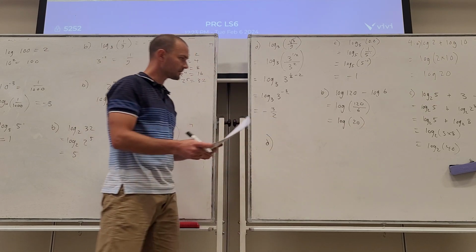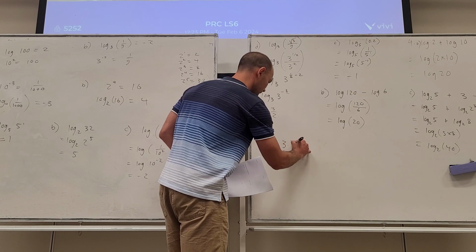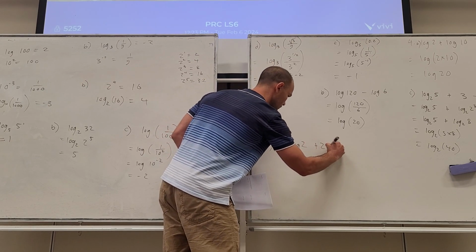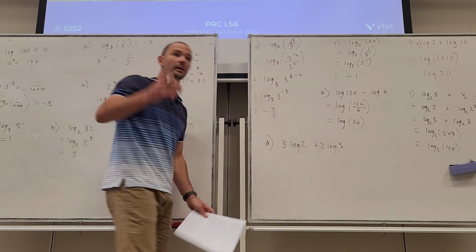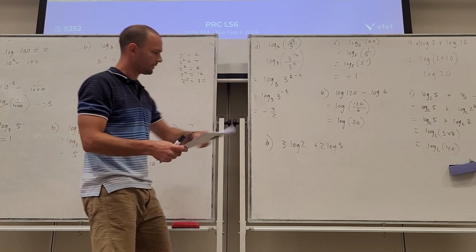I'm so very close to fitting it all. Let's see, I reckon we can. We've got 3 log 2 plus 2 log 3. Now, before we can combine these, we need to get rid of those coefficients out the front.